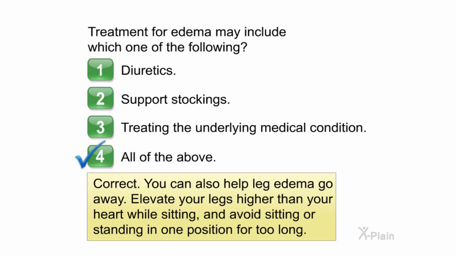Correct. You can also help leg edema go away. Elevate your legs higher than your heart while sitting, and avoid sitting or standing in one position for too long.